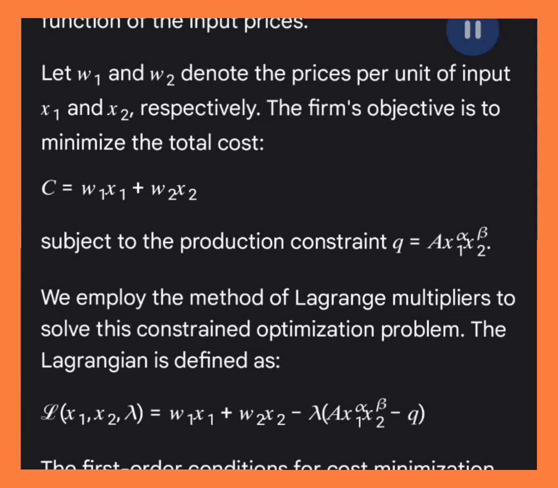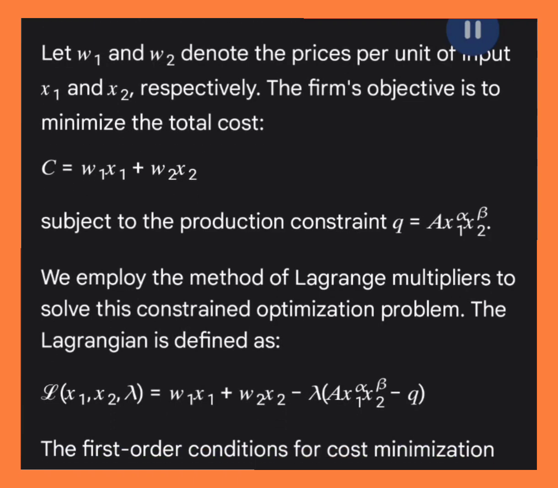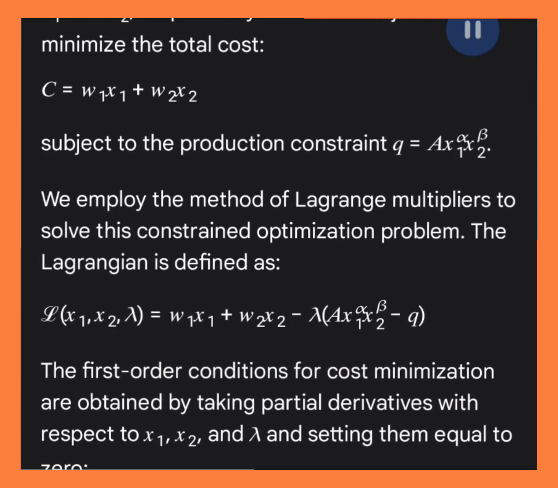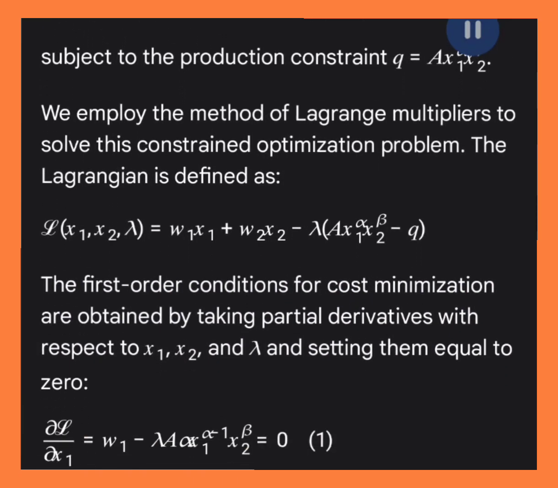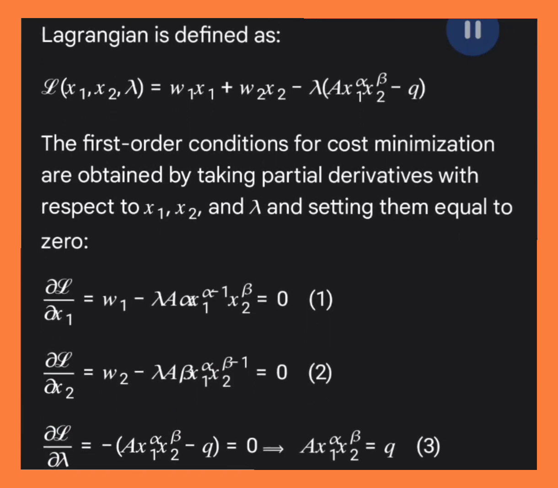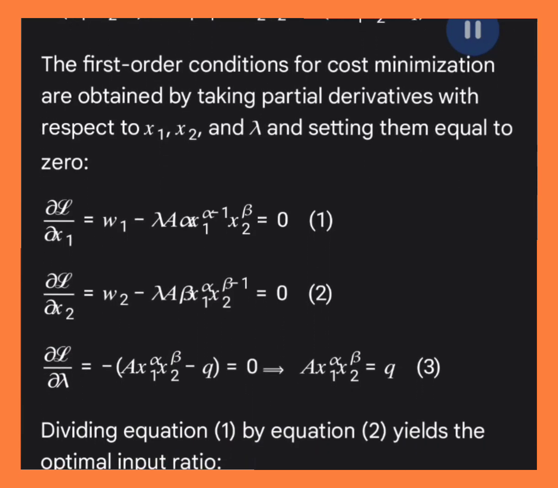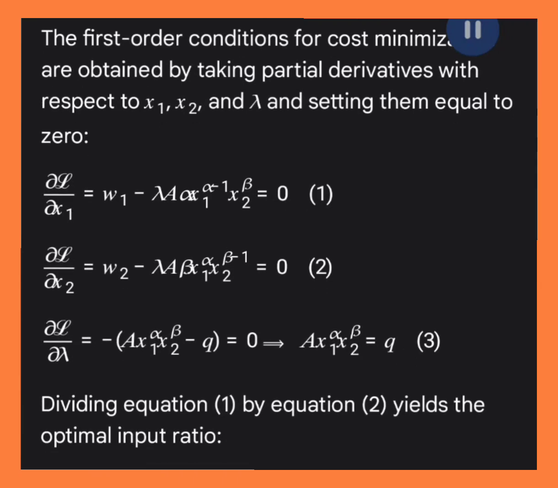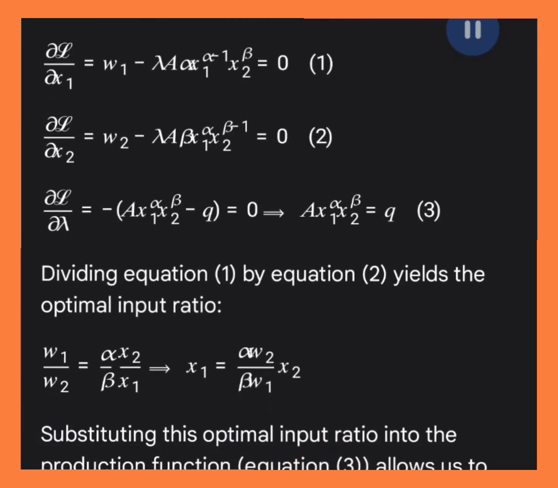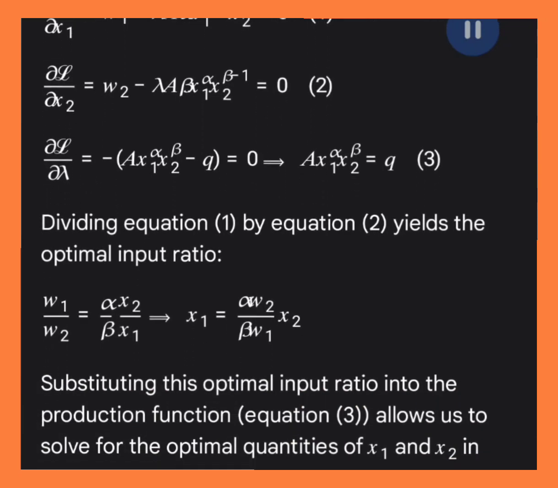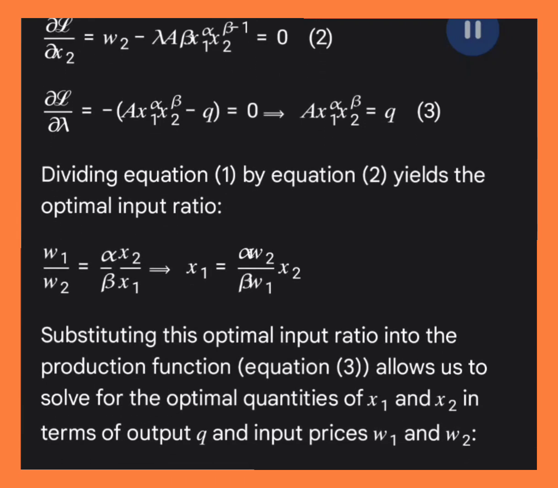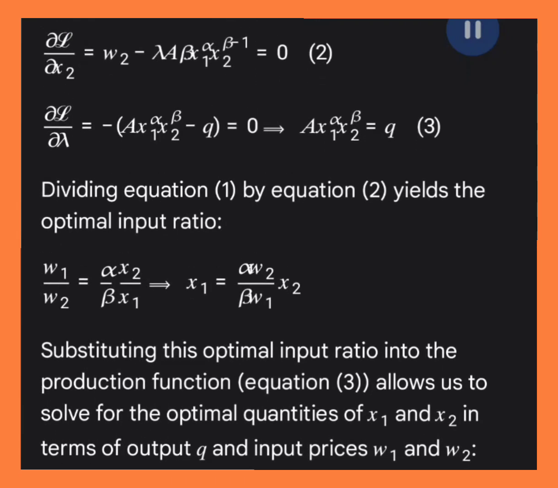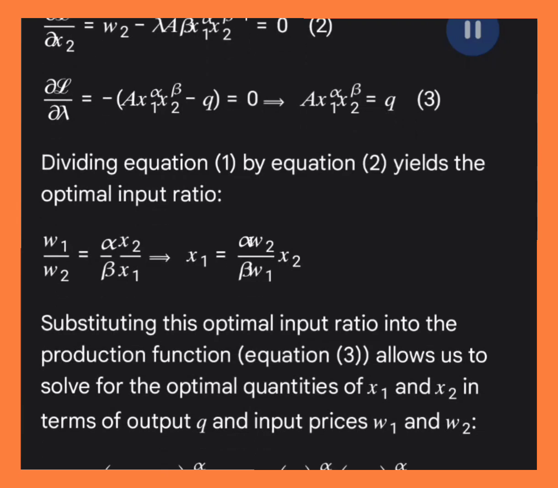The Lagrangian is defined as: The first-order conditions for cost minimization are obtained by taking partial derivatives with respect to X_1, X_2, and lambda and setting them equal to 0. Dividing equation 1 by equation 2 yields the optimal input ratio. Substituting this optimal input ratio into the production function, equation 3, allows us to solve for the optimal quantities of X_1 and X_2 in terms of output Q and input prices W_1 and W_2.